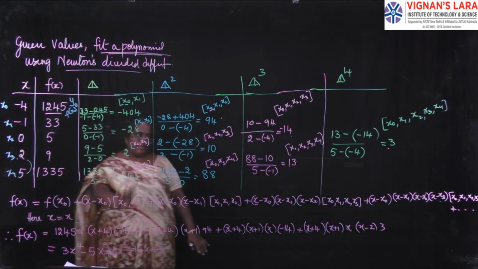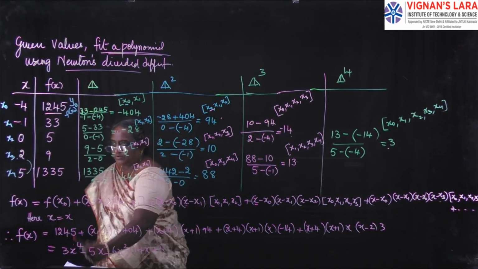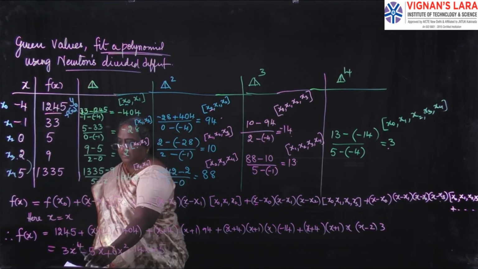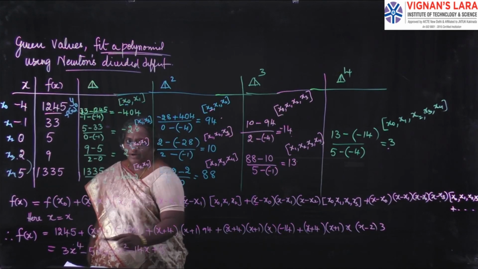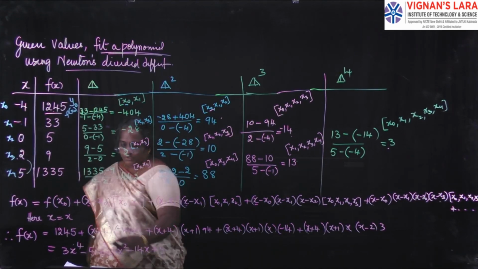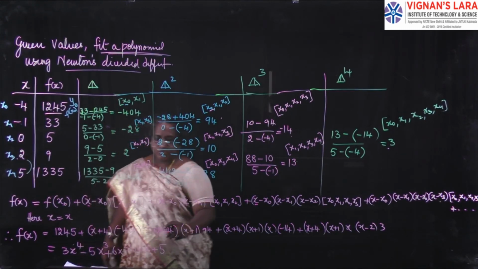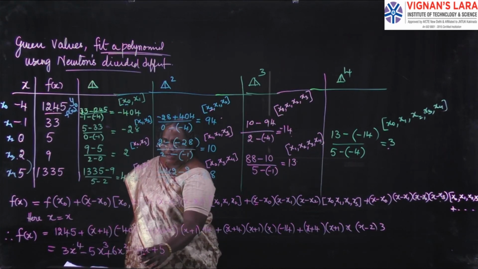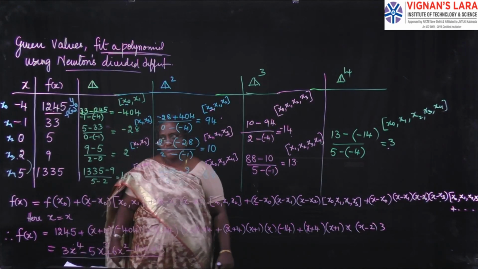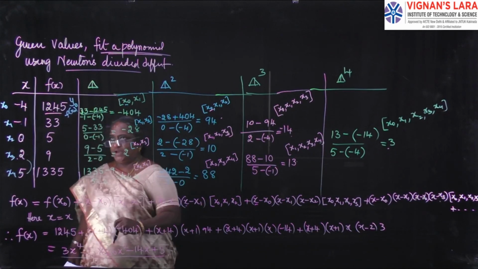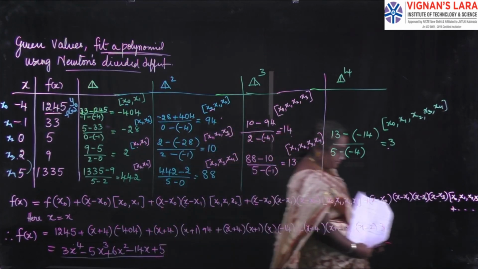Now how to verify whether the polynomial you got is right or wrong? Put x equal to minus 4, you should get 1245. Put x equal to minus 1, you will get 33. Put x equal to 0, it is very clear, 5. Next, put x3 equal to 2, you should get 9. Put x4 equal to 5, you should get 1335. So there is no need for any correction here. You can verify on your own whether the polynomial you got is right or wrong by substituting the x values. You should get the corresponding y values.